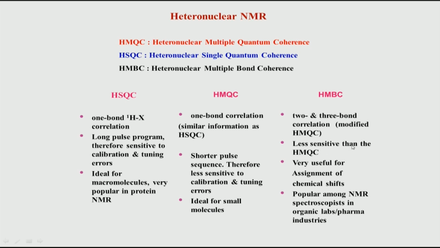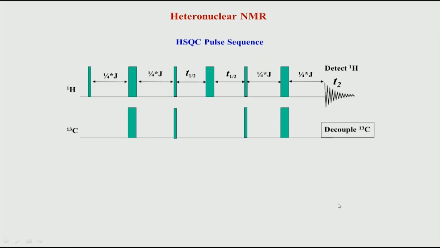Coming to HMBC, where is its use? It is useful again, as we saw here, it is similar in terms of assignment, but it also helps to get the connectivity information which you do not get from these two experiments. As we saw, it is more for long range interaction information rather than short range. This is a very popular experiment among spectroscopists and typically it is used in organic chemistry labs and pharmaceutical companies. So, let us start by looking at what an HSQC experiment is.